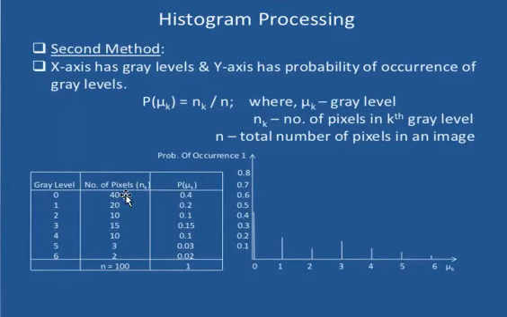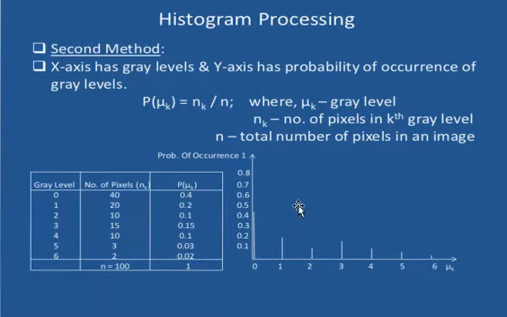So if the total number of pixels in the image is 100, do the calculation: 40 by 100 is 0.4, 20 by 100, and so on, 3 by 100, 2 by 100. Then you can get the values like this. If you add all these values, you should get 1. So the maximum value of P of Rk is 1.